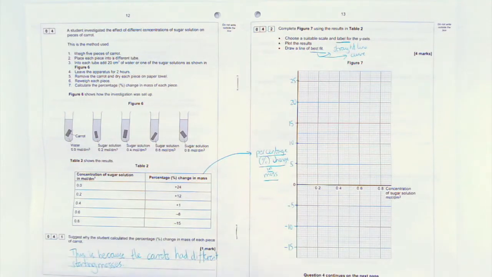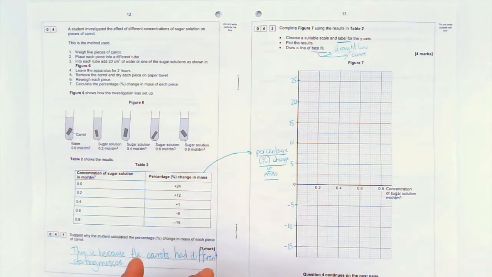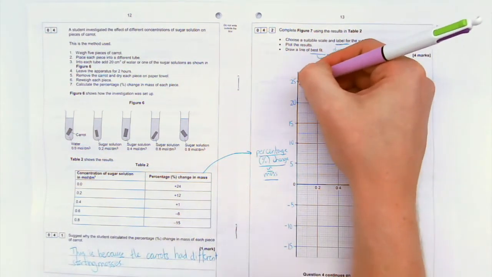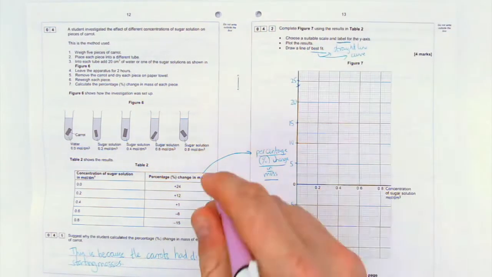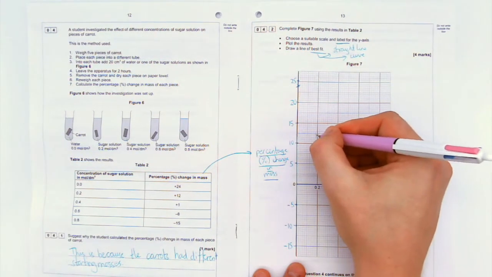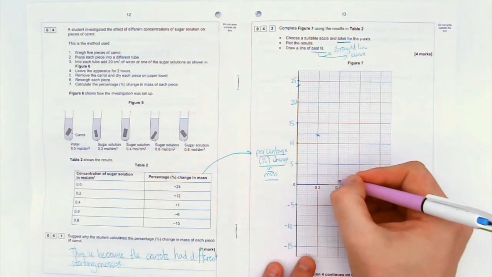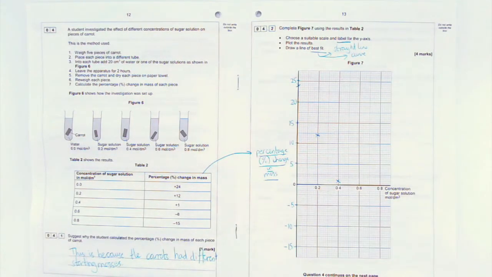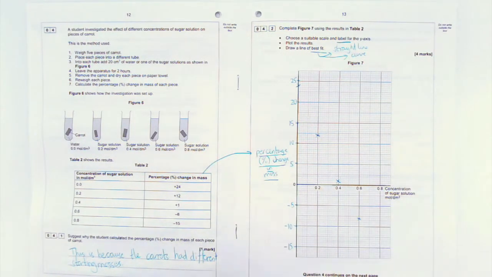Now, plotting the results. So at 0, when it was in pure water, it had a percentage change of 24, so I'm going to go up to 24. Using my scale, it means 2 little squares is 1, so 24 is going to be 2 little squares from 25, which will make there. 0.2, so it's got a little bit of sugar in now, is at plus 12. 0.4 is at plus 1. 0.6 is at minus 8. Okay, and 0.8 is minus 15.